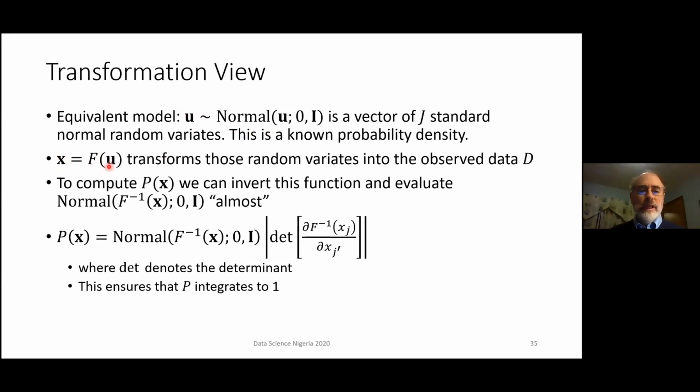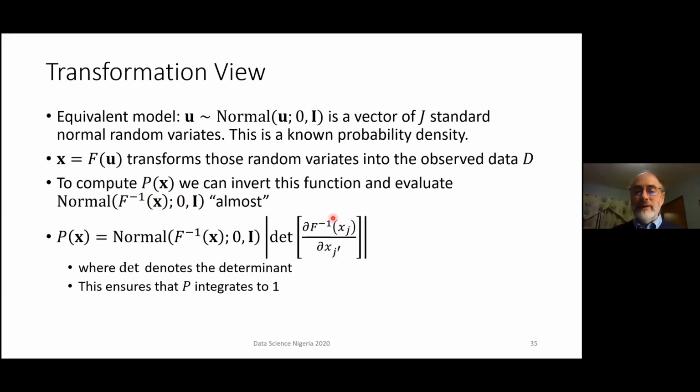So the question is, we know P of U because it's from a known distribution. Can we compute P of X, which is the thing we want? Well, if F is invertible, then we could take F inverse of X, and that would give us back this U value, and then we could calculate its density according to the standard normal density. This almost works, except that F might actually damage the property that a probability density needs to integrate to 1. But it turns out there's a simple fix for that.